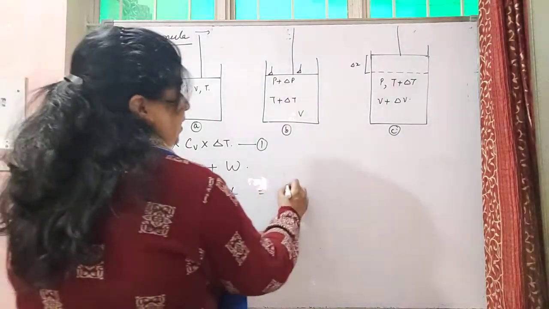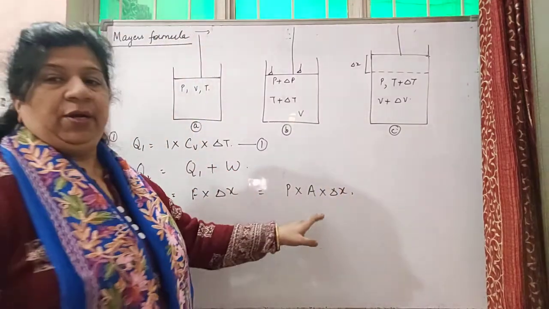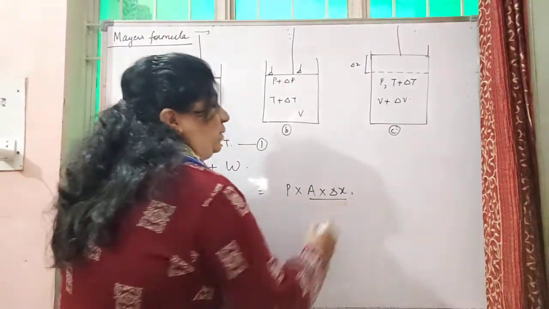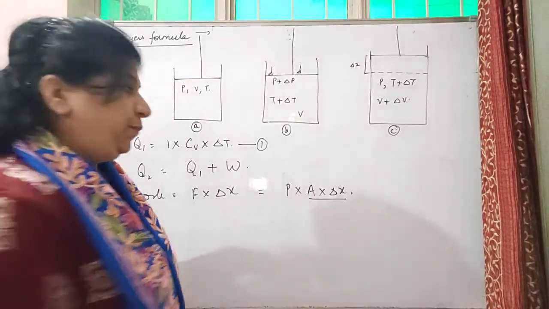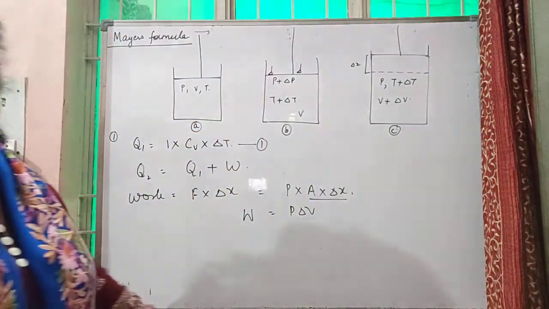Force का formula क्या होता है? Pressure into area and delta X. Pressure into area. Force is equal to pressure into area into delta X. Now area into displacement will be what? Volume. So we get P delta V. So the work is P delta V.